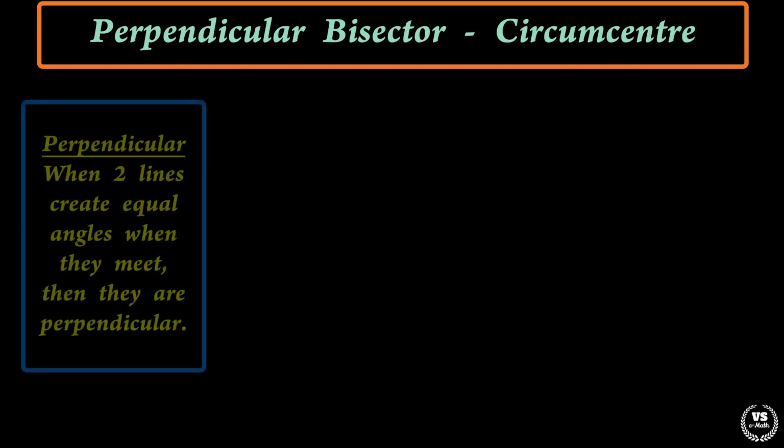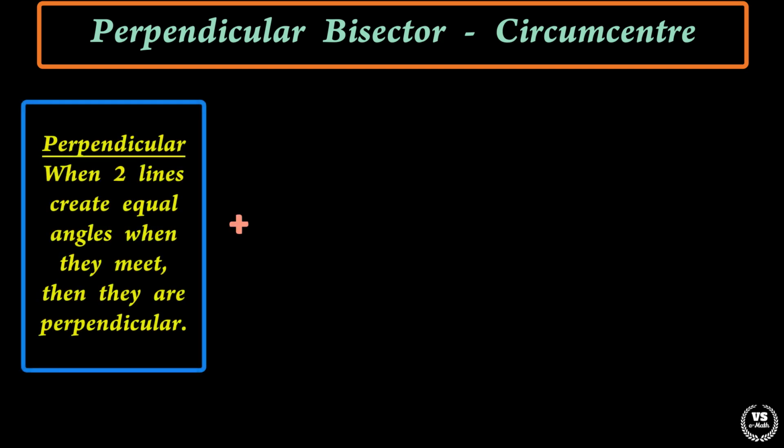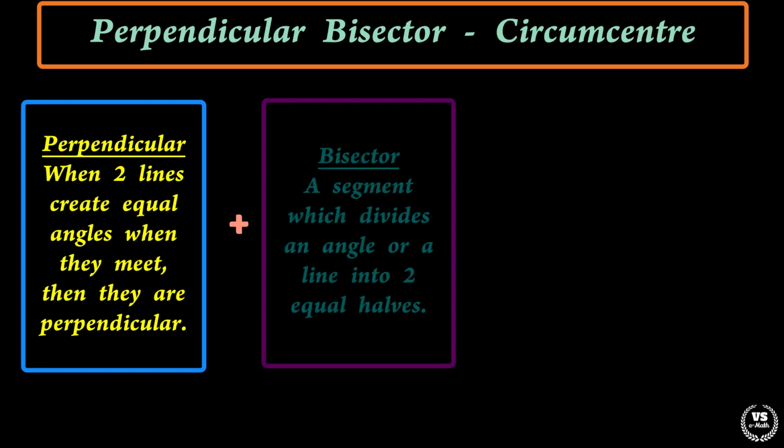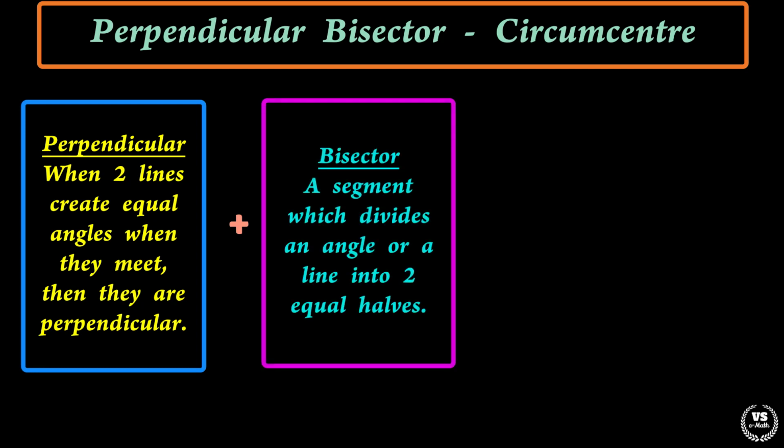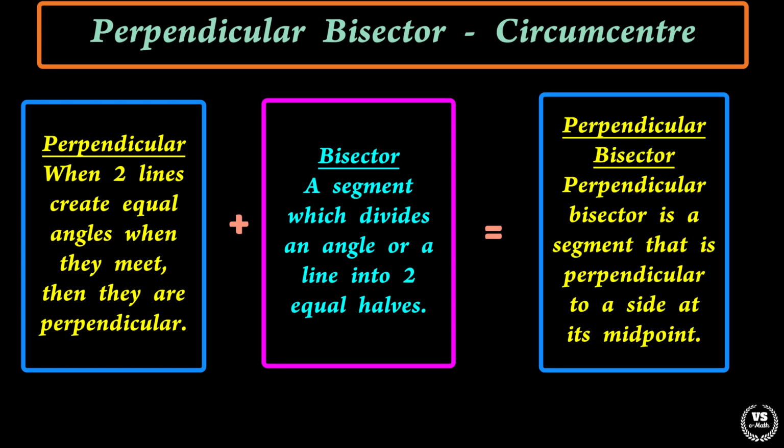The third one is the perpendicular bisector. When two lines create equal angles when they meet, then they are perpendicular. A segment which divides an angle or a line into two equal halves is its bisector. Putting these together, a perpendicular bisector is a segment that is perpendicular to a side at its midpoint.